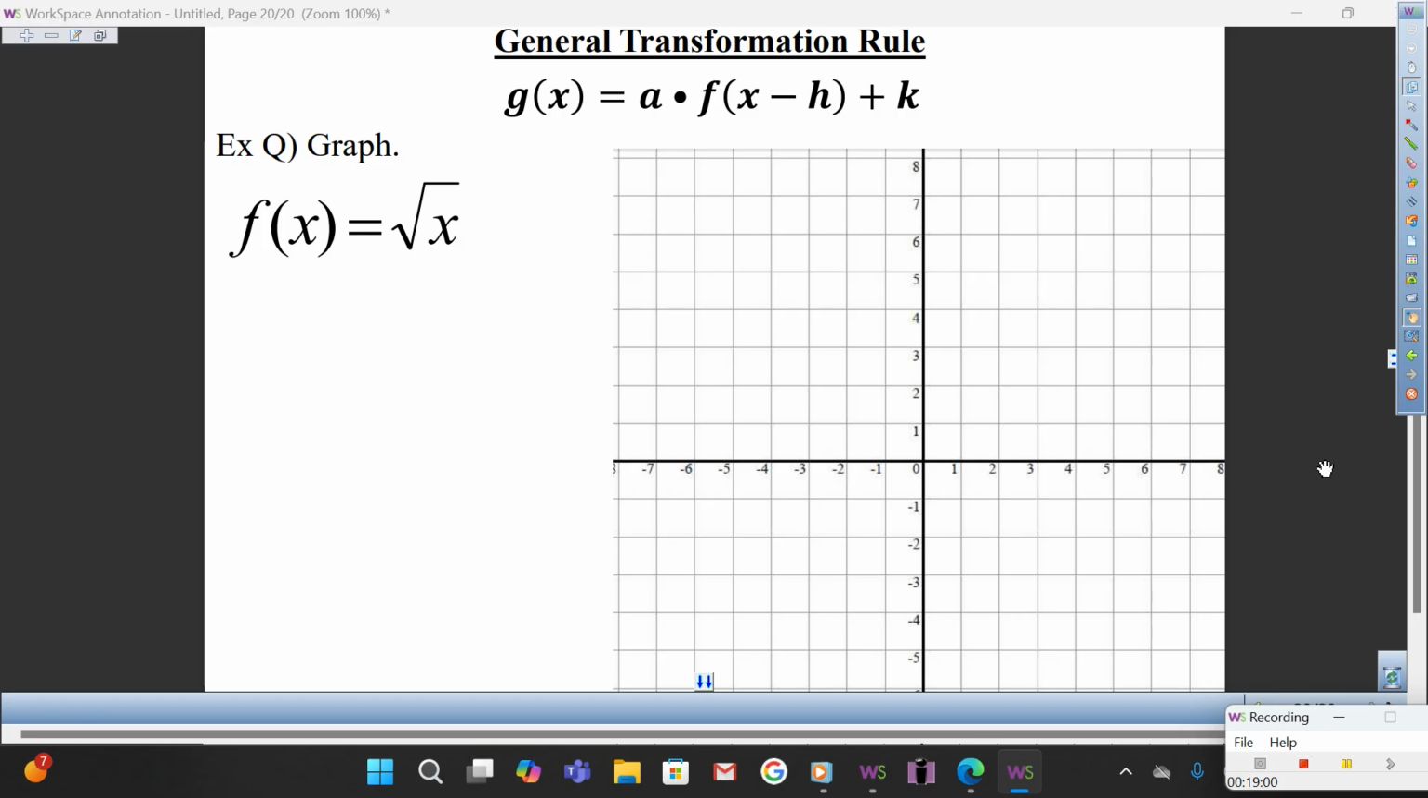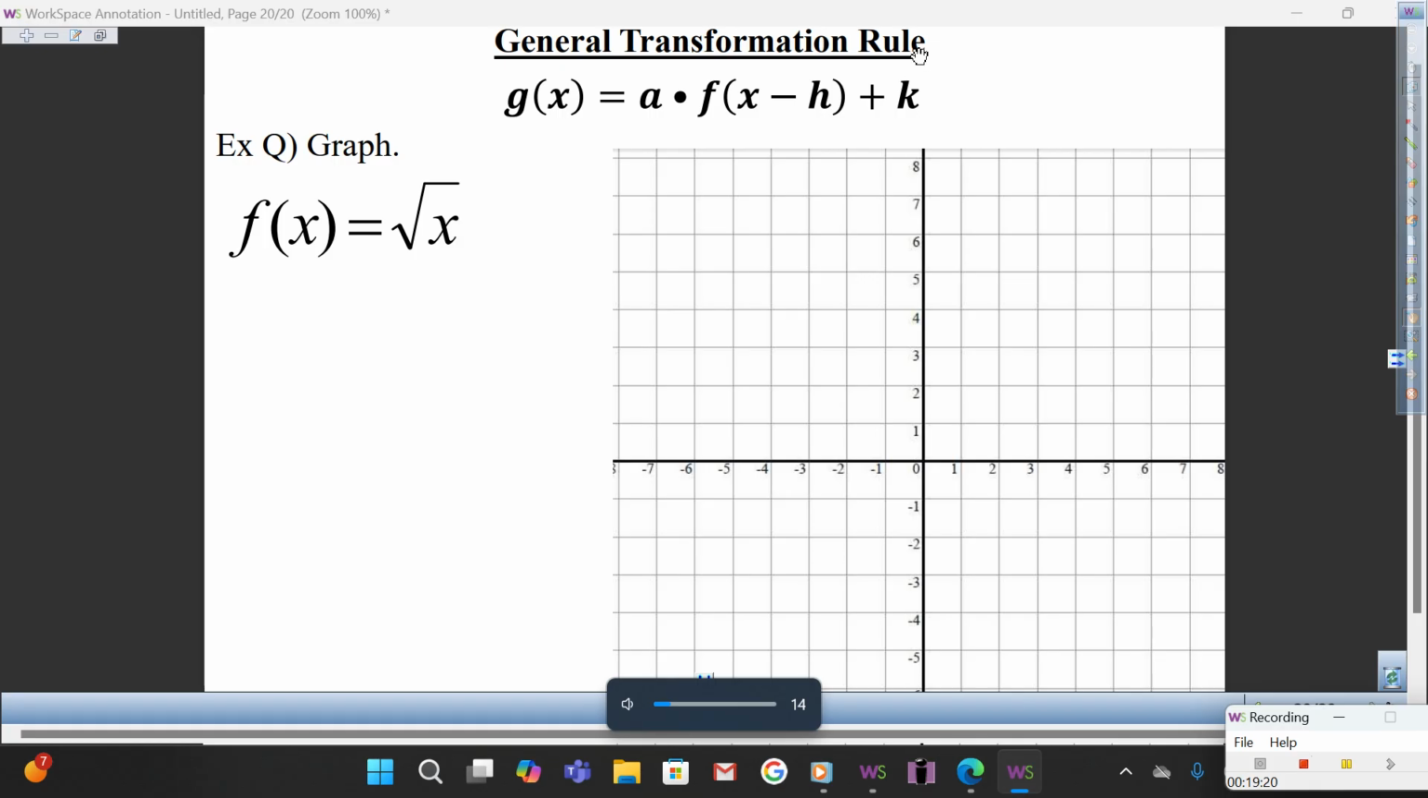All right, here we go. And your graph paper at the top. Copy this, please. Focus. At the top, in the middle of both graph papers, of both coordinate planes, I want you to write general transformation rule, and then write g of x equals a times f of x minus h plus k. Have we been working with that for transformations? Yes, Mr. Q. All right. So, write that.